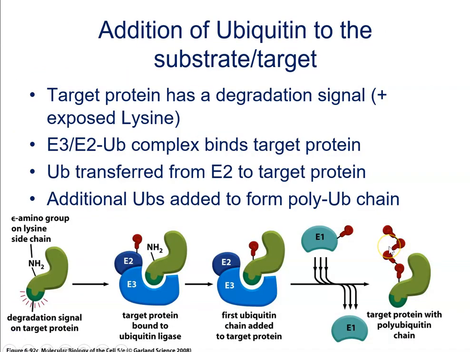So E1 and E2 are crucial for activation of ubiquitin. E2 is crucial for passing over that ubiquitin to the target protein, but E3 must be present and binding to that very specific target. So it's E3 that makes this target specific.